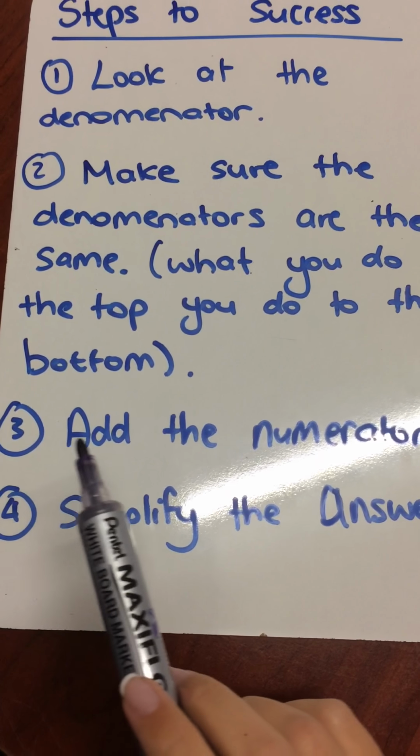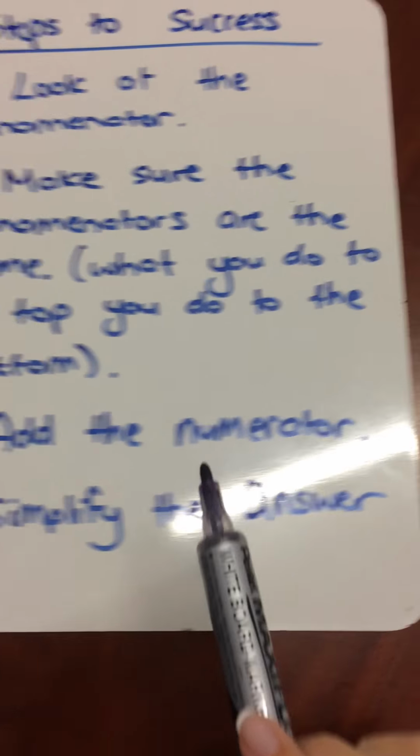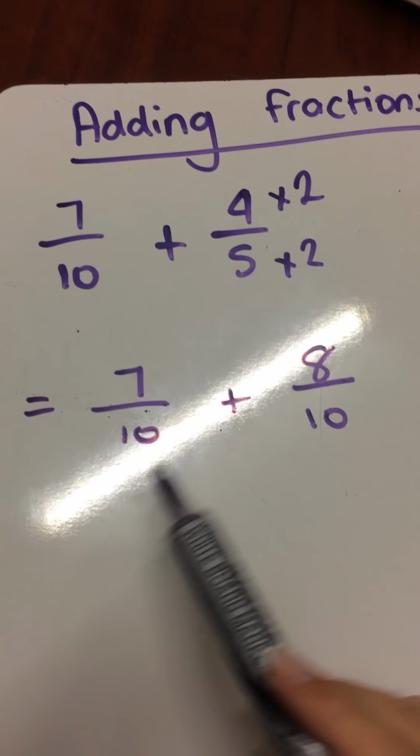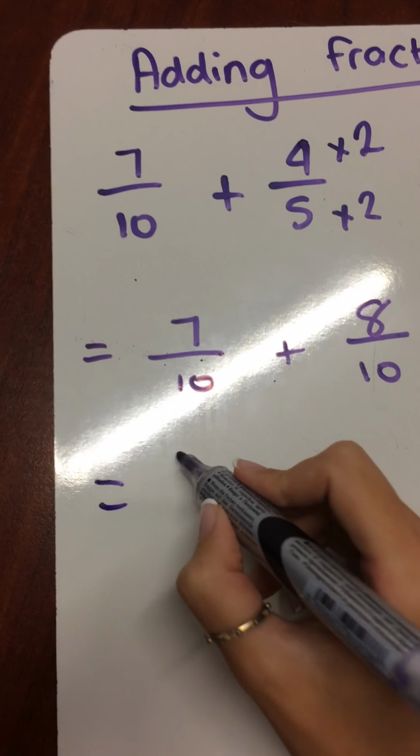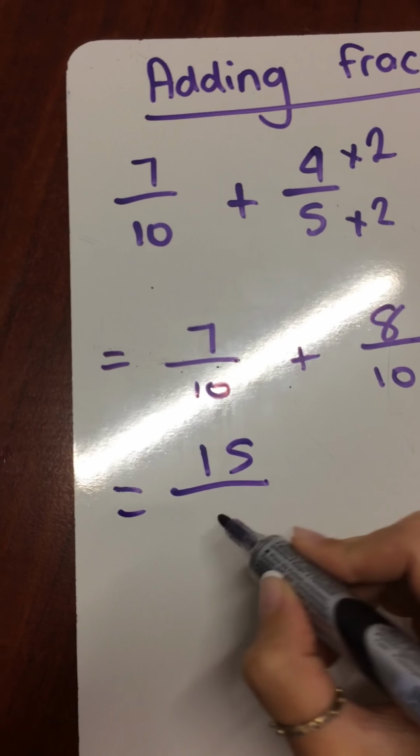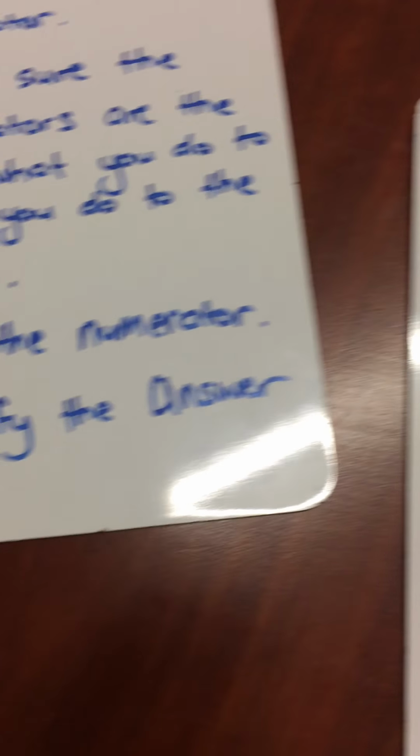Step to success number 3, add the numerators. So I can add my numerators now because my denominators are the same. 7 plus 8 is equal to 15 over 10. Step to success number 4, simplify the answer.